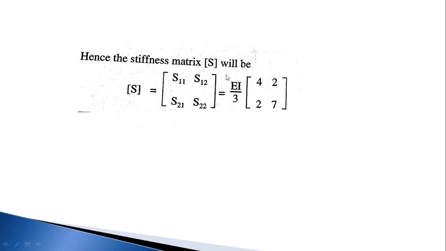Hence the stiffness matrix S is equal to S11, S12, S21, S22, is equal to EI upon 3, which is a constant term, taken outside of the bracket. So 4, 2, 2, 7. This is the stiffness matrix.